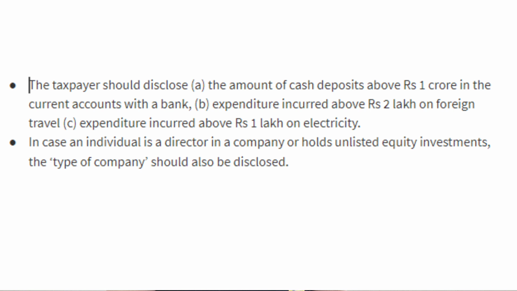Next, we will discuss what are the major changes for the assessment year 2021 for the purpose of filing ITR-3. First, a taxpayer has to disclose in case the taxpayer has made any cash deposits exceeding 1 crore, or has incurred expenditure greater than 2 lakh on foreign travel on themselves or any other person, or has incurred expenditure above rupees 1 lakh on electricity. These three are additional criteria which are brought in assessment year 2021 for the purpose of filing.